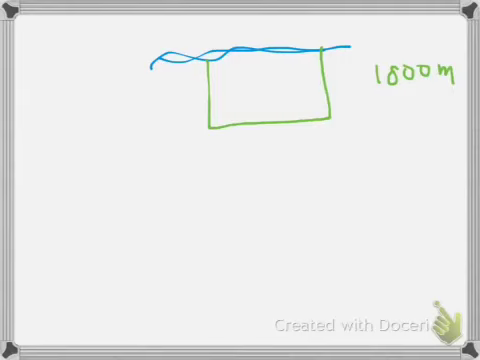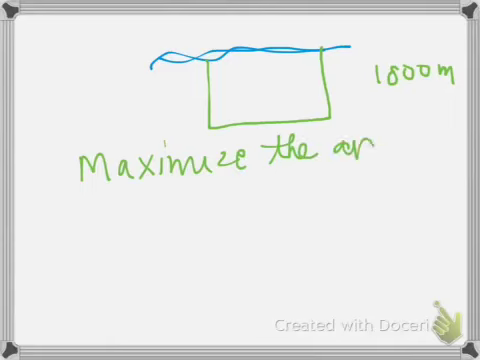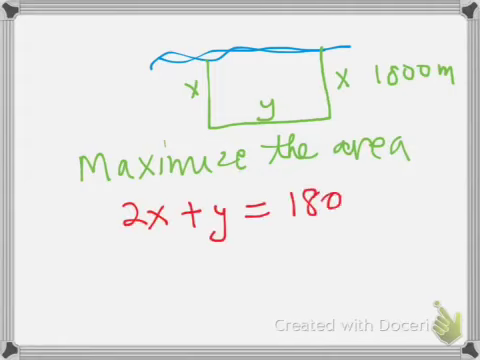So I want to maximize the area. That's what you want to do. What's given is, let's say this is my x, this is my x, and this is my y. The restriction is that the total available fence is 1800, and the sides are 2x plus y. So y is 1800 minus 2x.